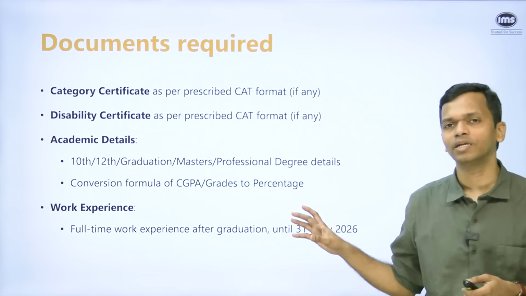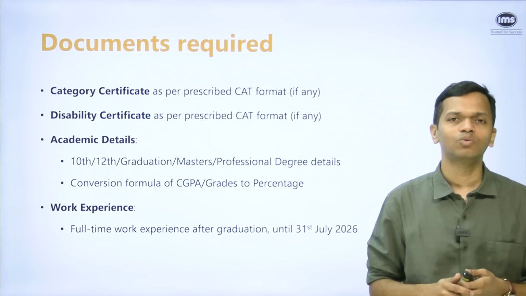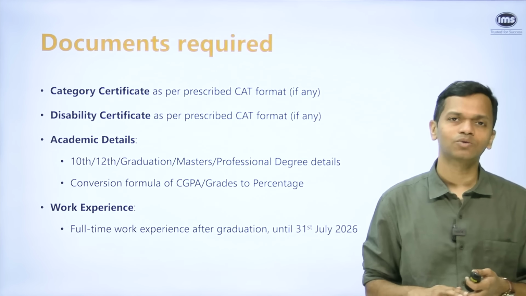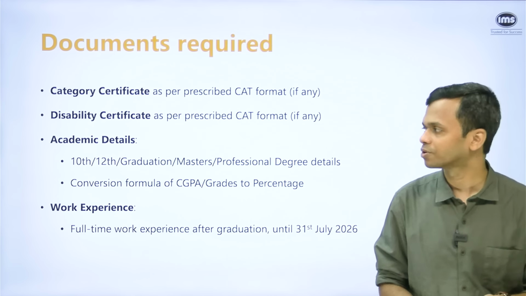So if you belong to any disability, then you need a certificate. Along with that, maybe you might need a scribe to take the test. So there is a scribe affidavit as well, which is there on the CAT website. You can check it out.